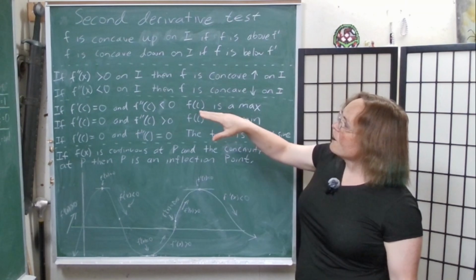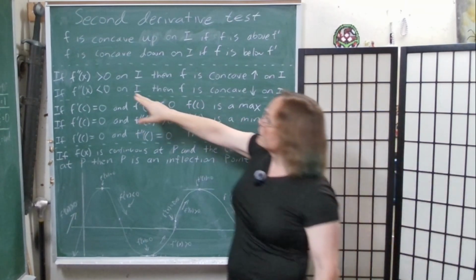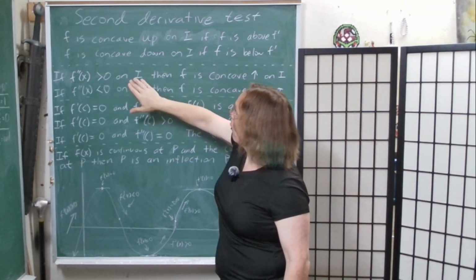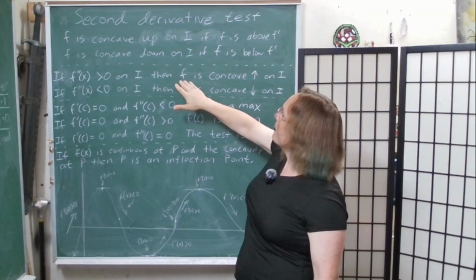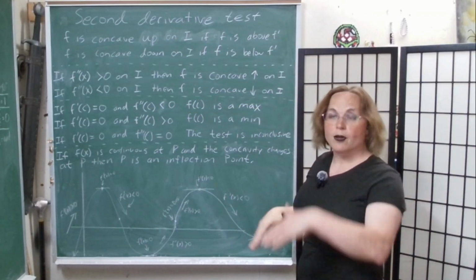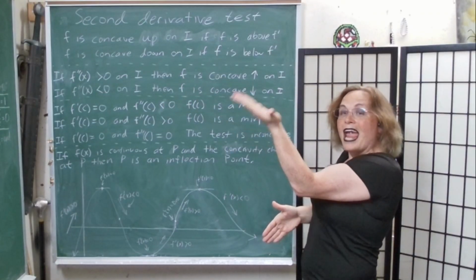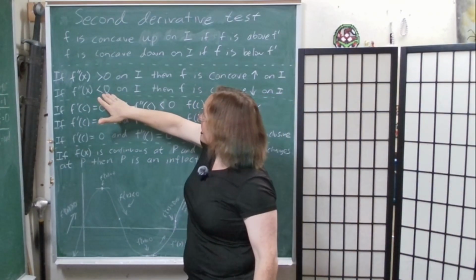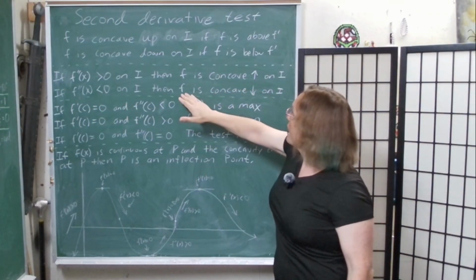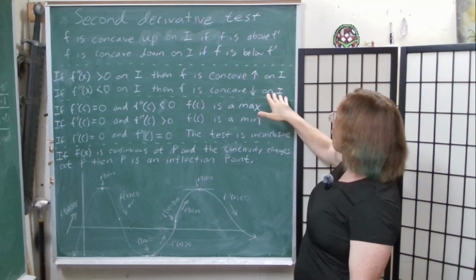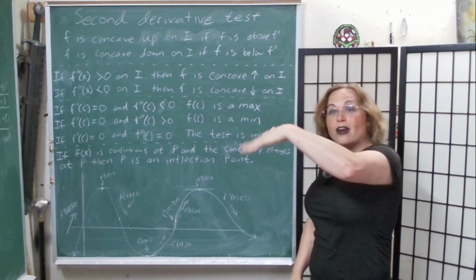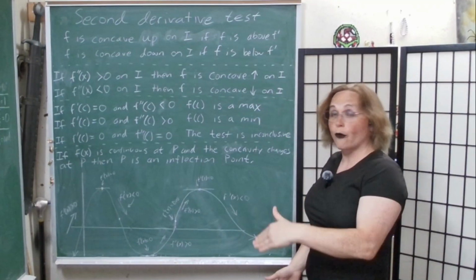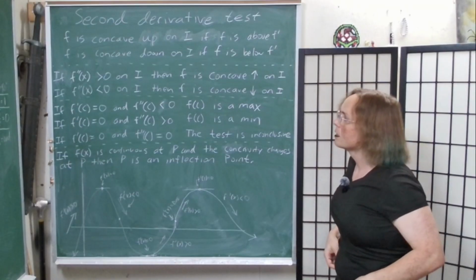Now, calculation-wise, the way we would look at this is we would take the second derivative. If the second derivative is positive, greater than 0 on an interval, then the function is concave up. Those tangents are angling upward. And if our second derivative is negative on an interval, then f is concave down on that interval. Those tangents are angling downward. They're pushing our graph down, okay?